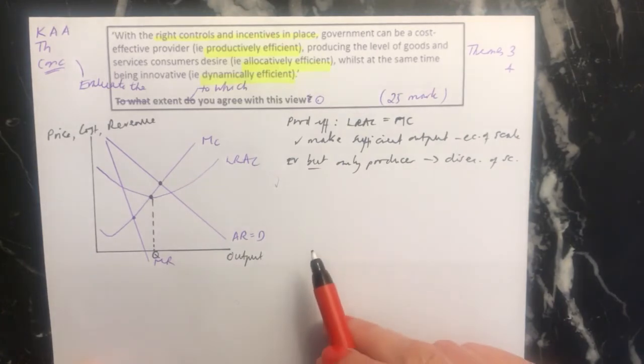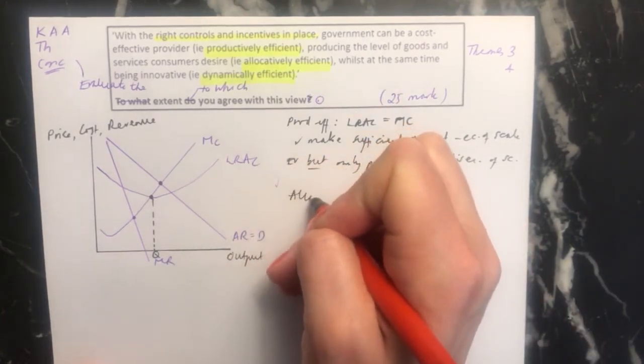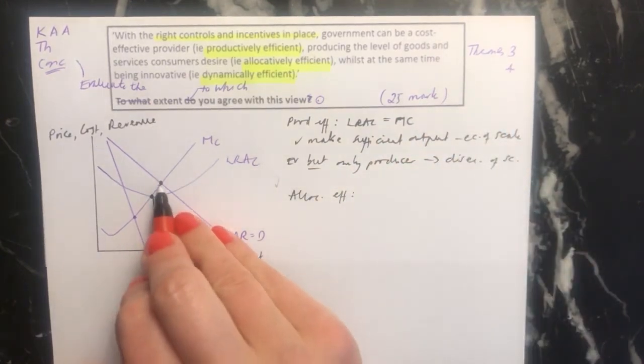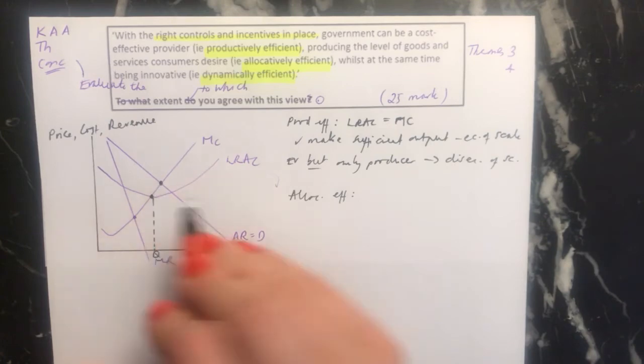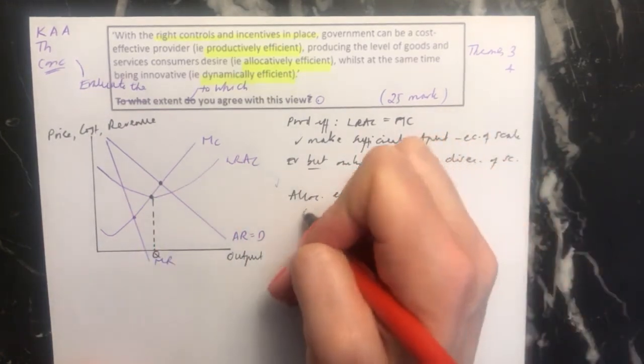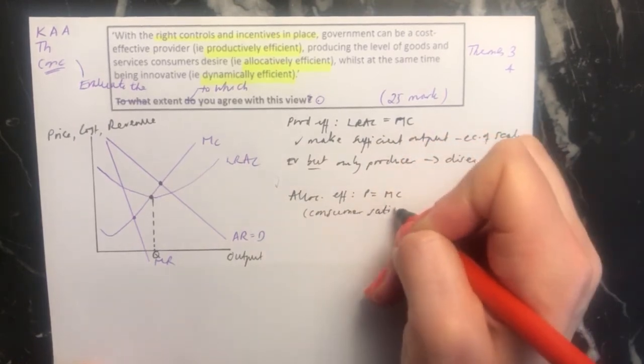The next thing that you can talk about is your allocative efficiency. Allocative efficiency occurs where price equals marginal cost. That's at this point here. So price equals marginal cost. And remember, this is where consumer satisfaction is maximized.